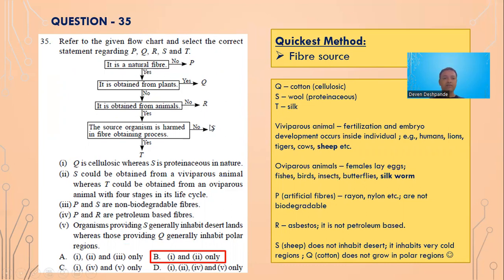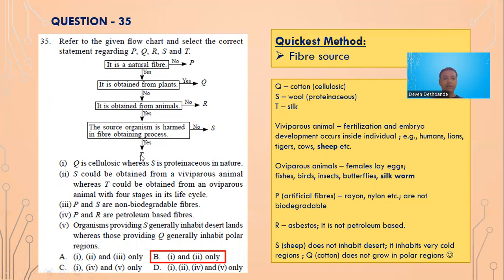Then what is S? The source organism is harmed in the fiber obtaining process. So source organism is harmed? No, the source organism is not harmed. Obtained from animals, but the source organism is not harmed. It is wool, isn't it? Because the sheep or yak is not harmed during obtaining the fiber. They're just taking off the wool from the animal, but the animal is still alive.